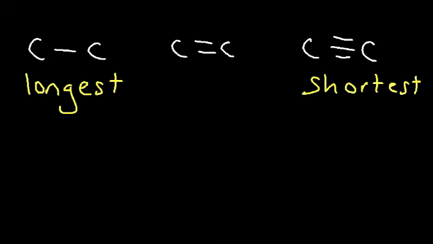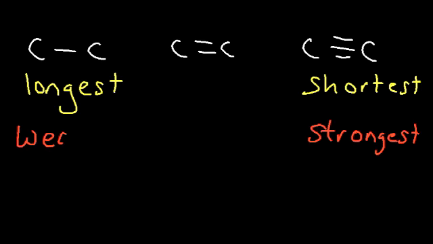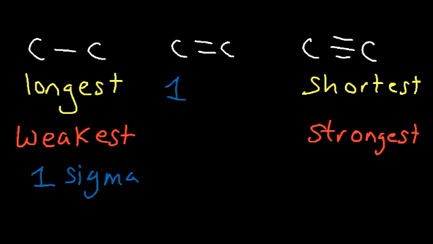But now, out of these bonds, which one is the strongest? Even though the triple bond is the shortest, it's the strongest of the 3. And the single bond is the weakest. 3 bonds are stronger than 1 bond. Now, a single bond only contains a sigma bond. The double bond has 1 sigma and 1 pi bond. The triple bond has 1 sigma and 2 pi bonds.